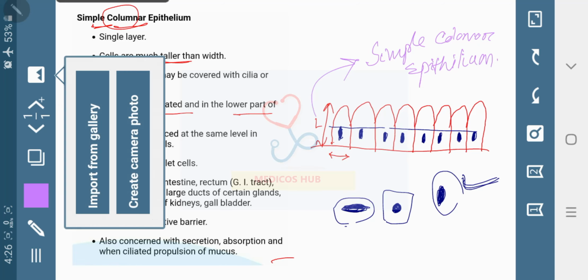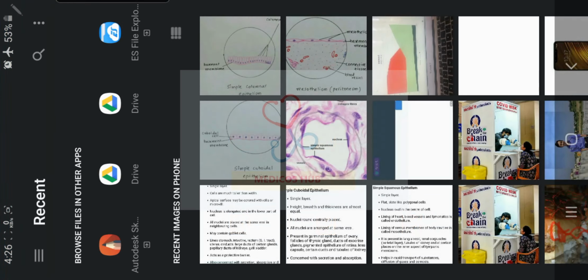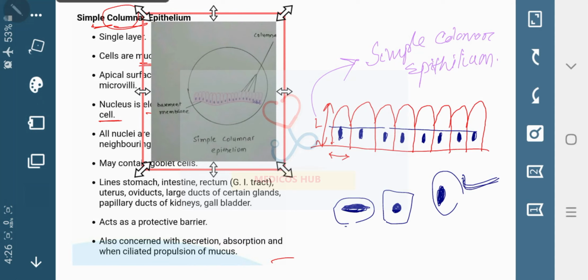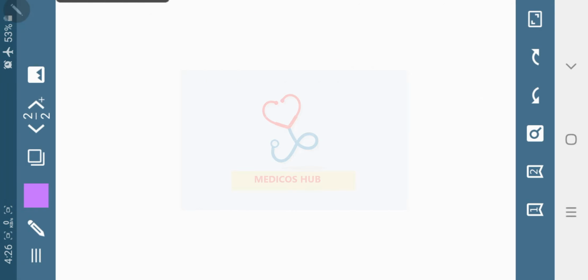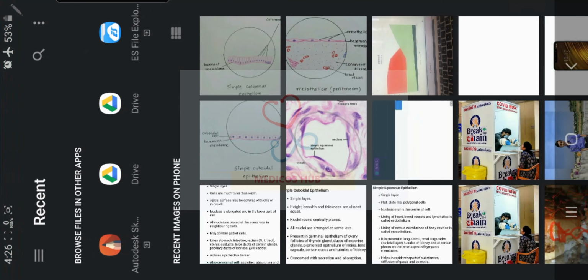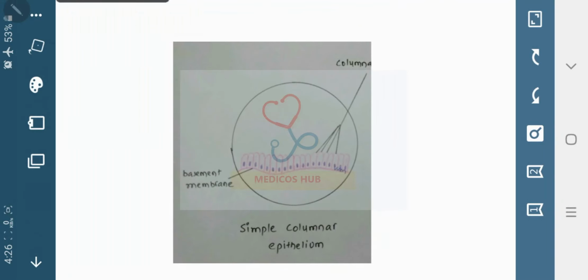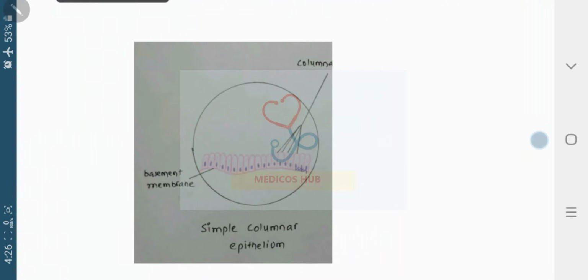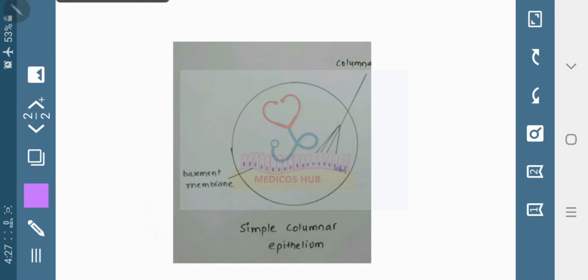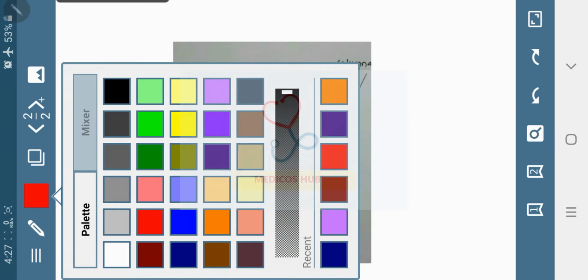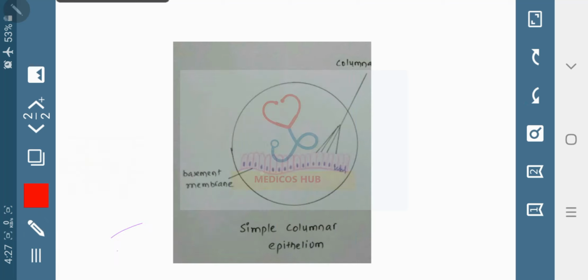This is how, one second. See, this is how you can make a cell. You can make it in the histology slides. Okay, see, one second. See, these are the cells. See how columnar cells are drawn. Elongated, length is more than width.